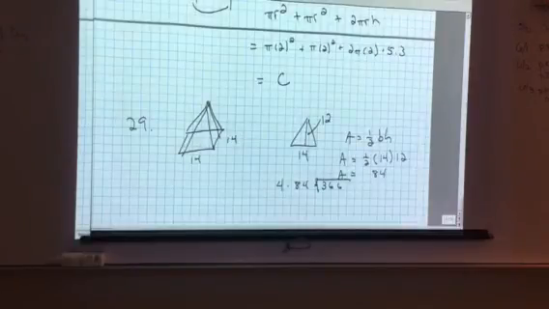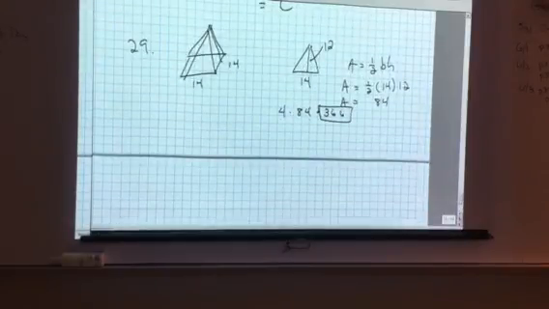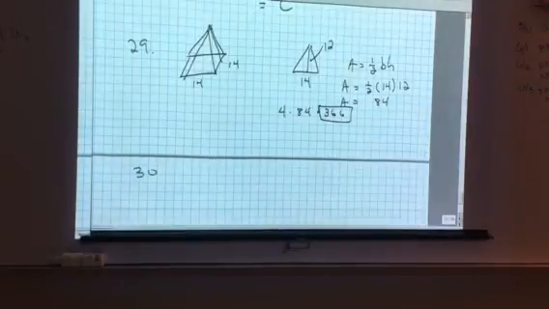So D, so they just wanted the lateral areas. If they wanted the surface area with the base, you would have added in 14 times 14, so you would have found that square in the bottom.